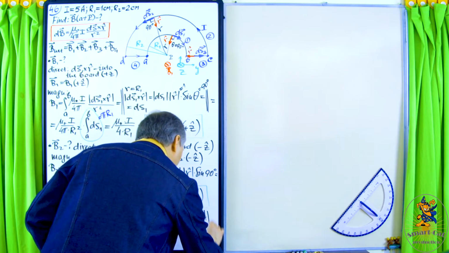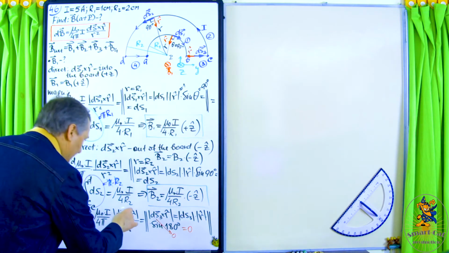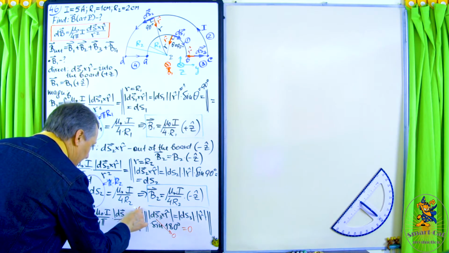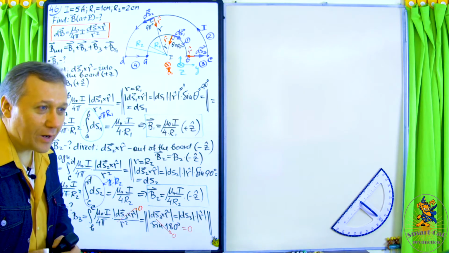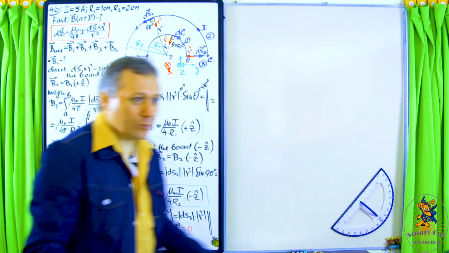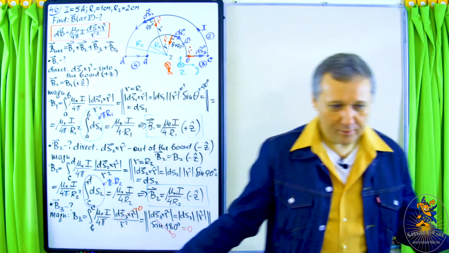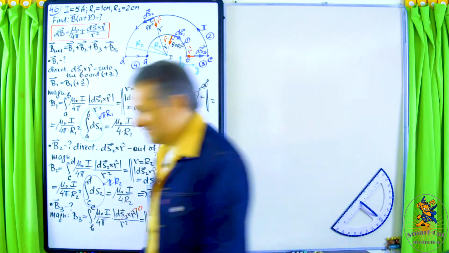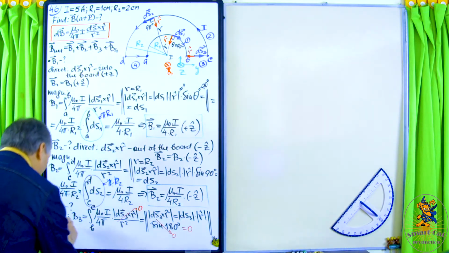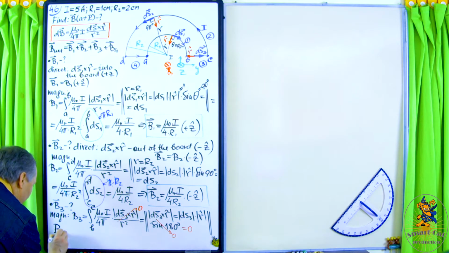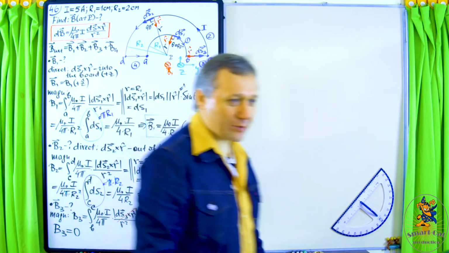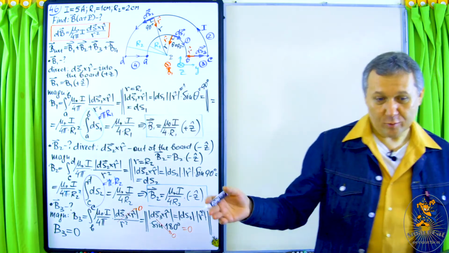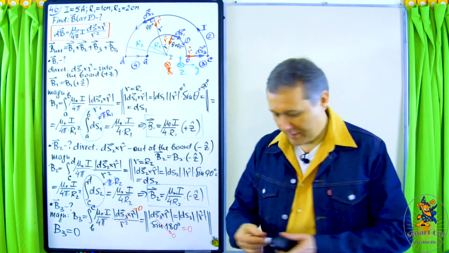Let me close my explanation box. And so this is 0. It means the whole integral is 0. That's why I didn't start with the direction, because what's the direction of the 0 vector? All right. Okay, so I can write B3 equals 0. The contribution from the third section, there's no contribution.